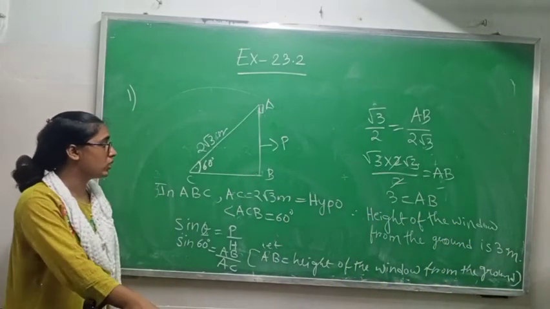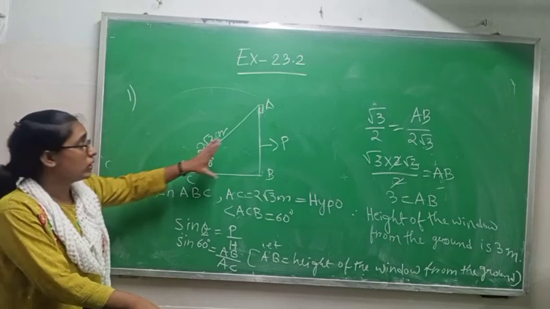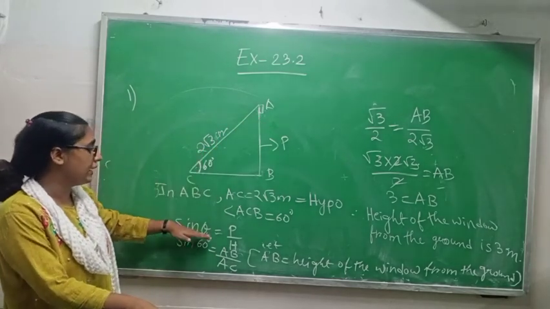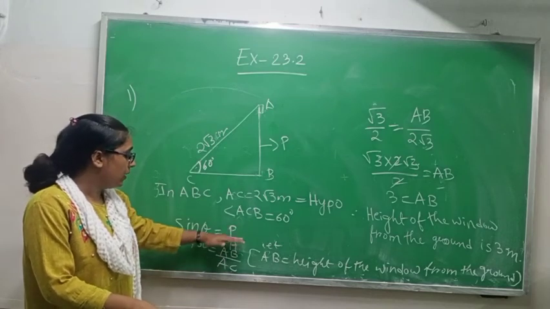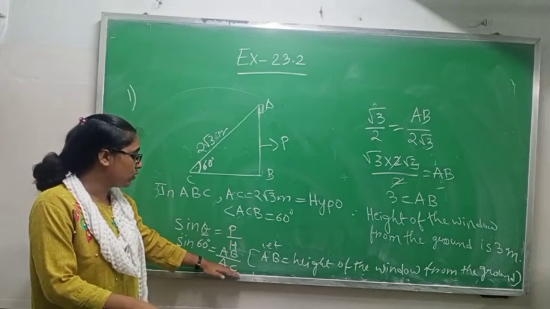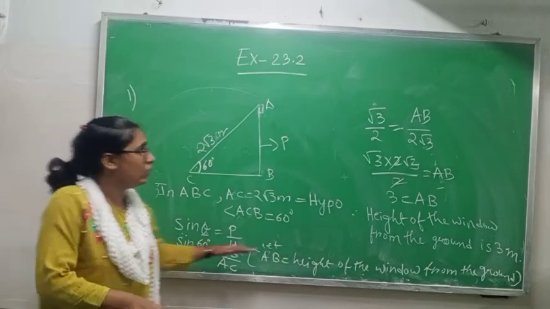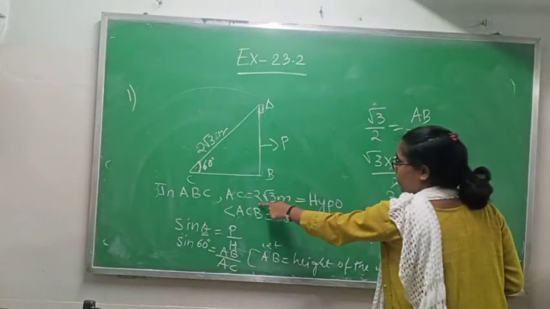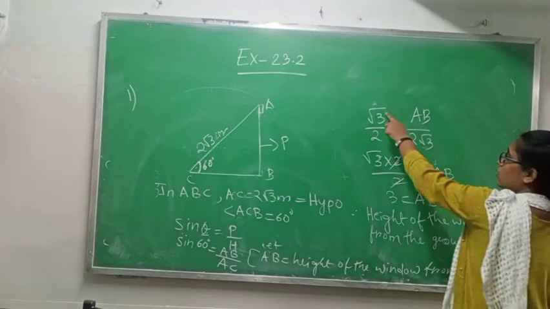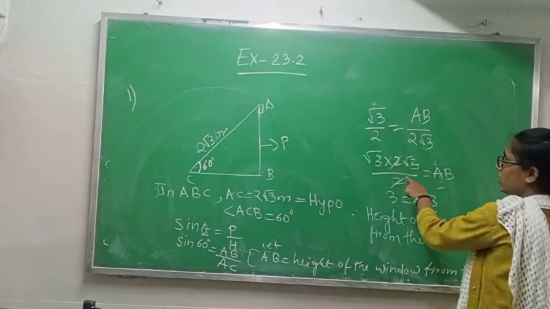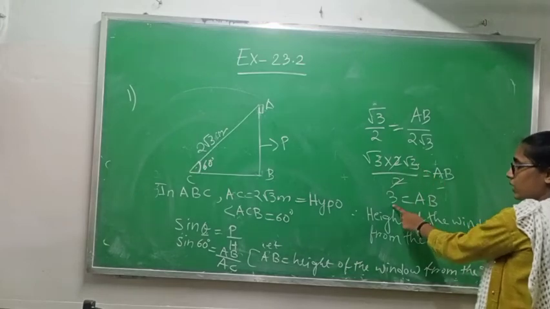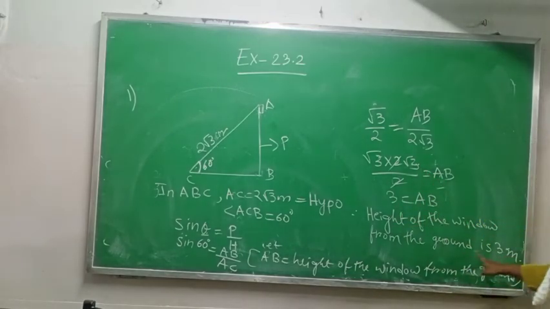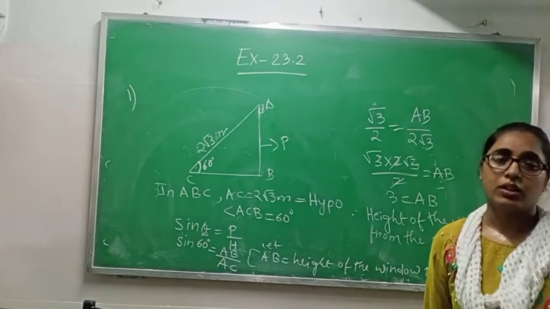Again I am repeating, in the question the hypotenuse is given to you and they tell you to find the perpendicular. P and H relation is in sin theta. Sin theta equals P by H. In place of P I am putting AB, in place of H I am putting AC. Sin 60 degree value is root 3 by 2. AB over hypotenuse AC, which is already given as 2 root 3. This 2 root 3 will go there and multiply: 2 into 1 over 2, root 3 into root 3, equals AB. Height of the window from the ground is 3 meters. Complete this one.